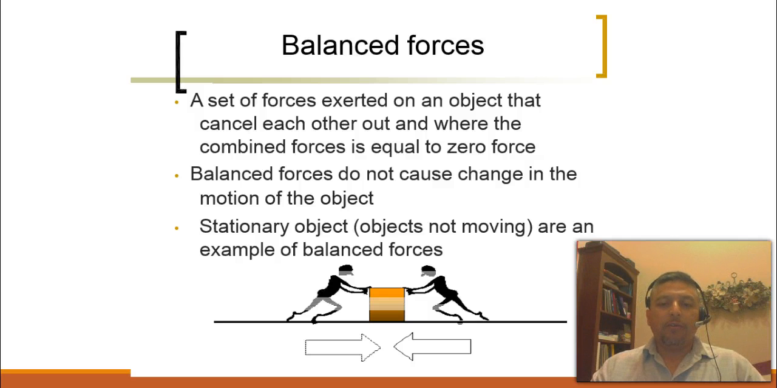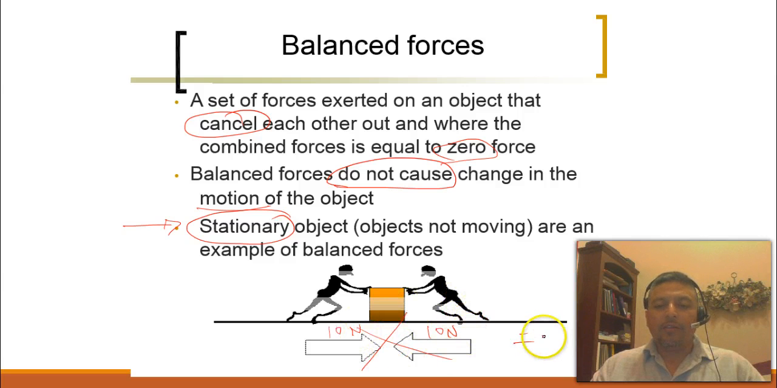Okay, notice the balanced forces. Remember that whenever you have balanced forces, they cancel each other out. The remaining or the net force is zero. They do not cause change, right? There is no motion. And this example is stationary. That word we're going to use a lot. Stationary. That means there is no movement. Look at this one. This is 10 newtons to the right, 10 newtons to the left. They're going to cancel each other out. The net force will be zero.